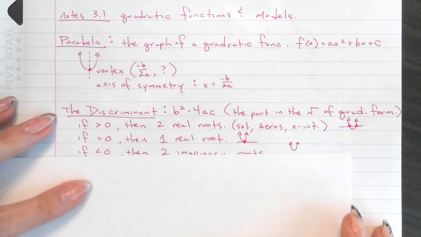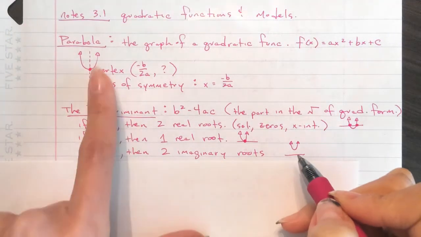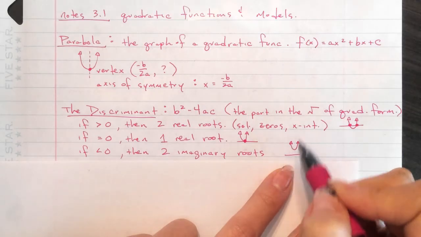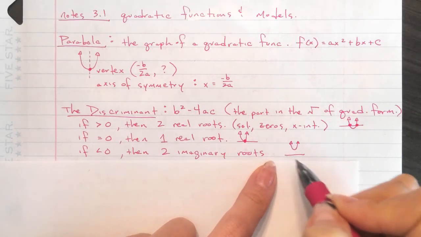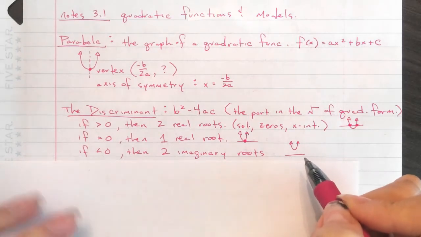imaginary roots. And when you draw the parabola, this is what you would see. You would see the parabola, if it's facing up, it'd be floating above the x-axis. If it's facing down, it would be floating below the x-axis. It would never touch. That's why you have imaginary roots.